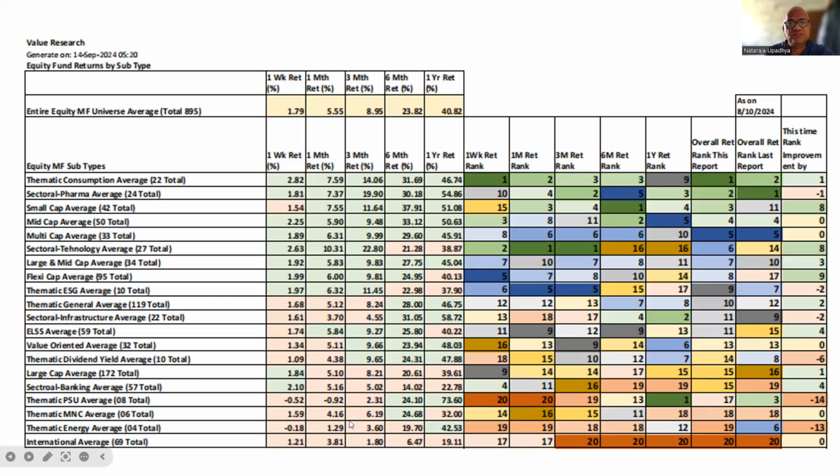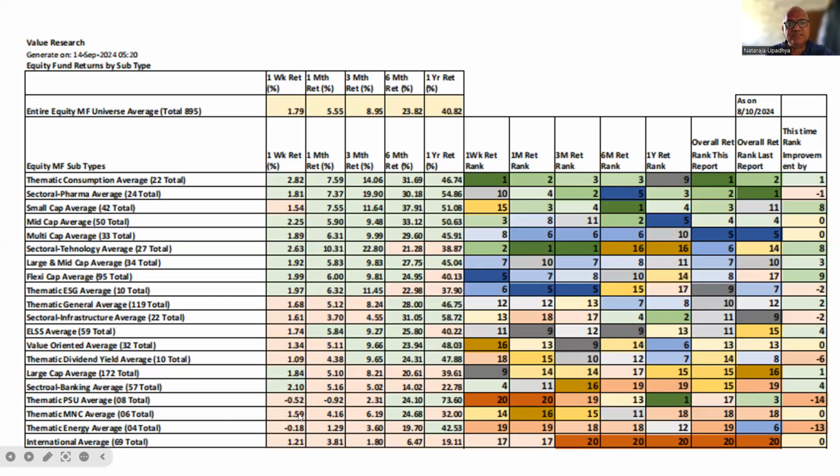PSU funds, red for 1 week, 1 month, and 3 months, green for 6 months and 1 year. Overall ranking is 17. It used to be 3. So a huge slippage by 14 points. So PSU funds are not doing well.